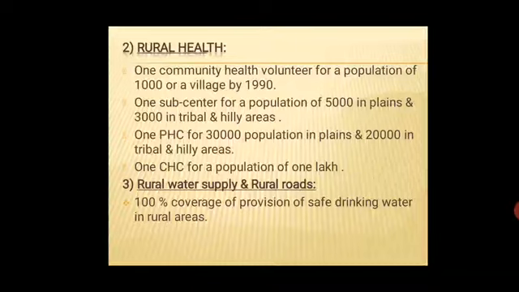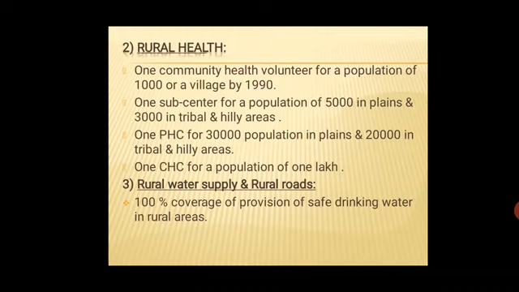And next one, the sub-center. We already know what is meant by a sub-center. A sub-center is to be provided for a population of 5,000 in plain areas and 3,000 in tribal and hilly areas. Next, providing a primary health center, that is for 30,000 population in plain areas and 20,000 in tribal and hilly areas. And next, a community health center should be provided for a population of 1 lakh.